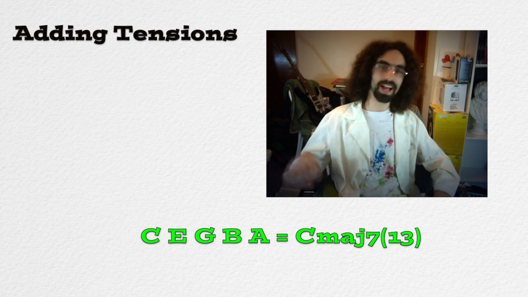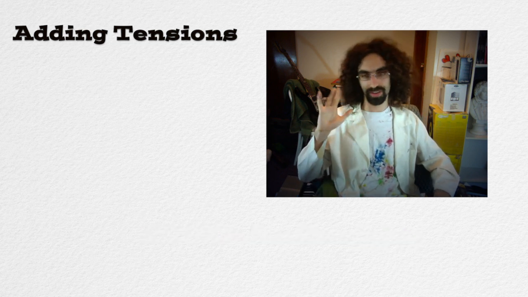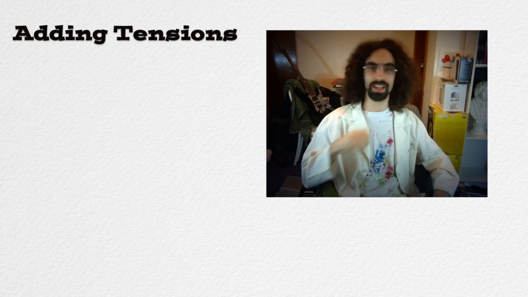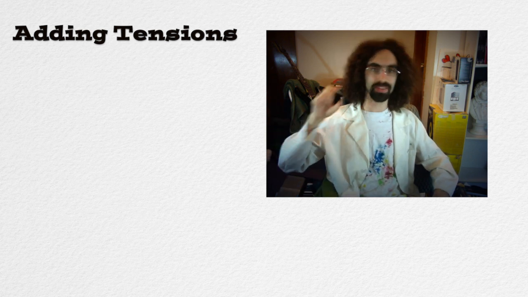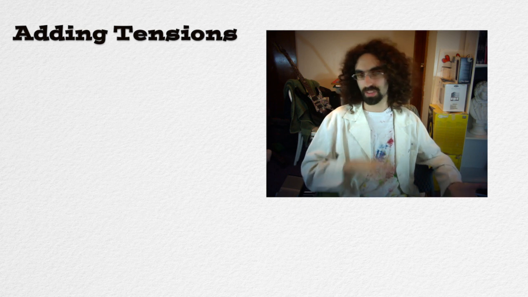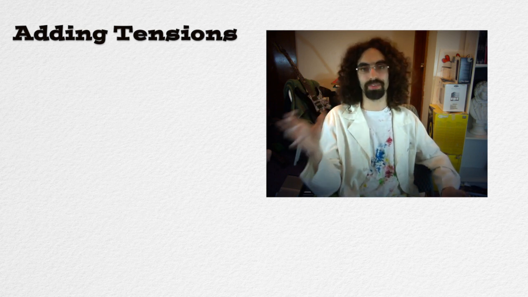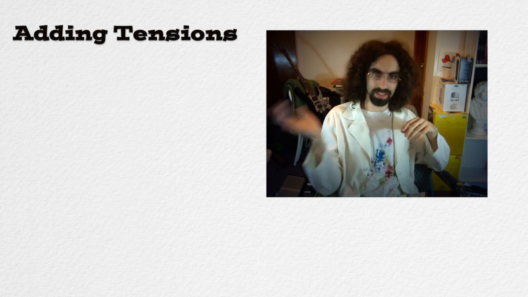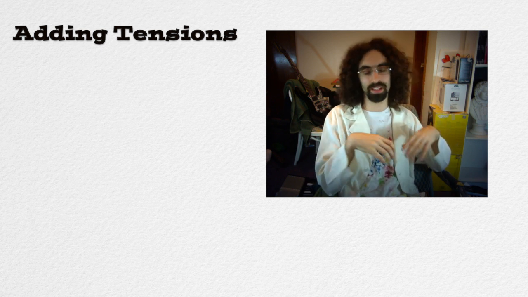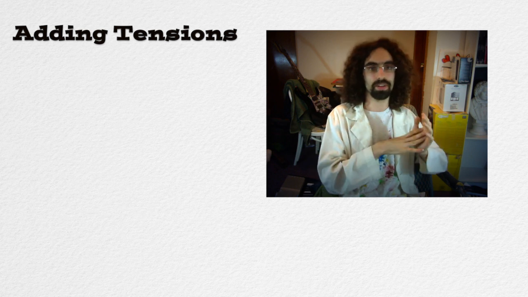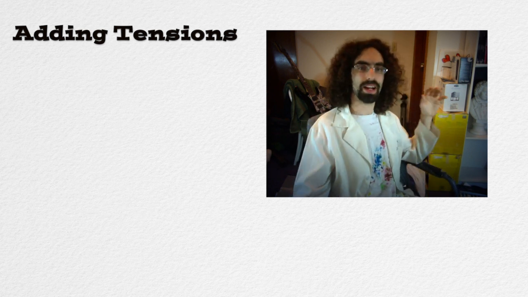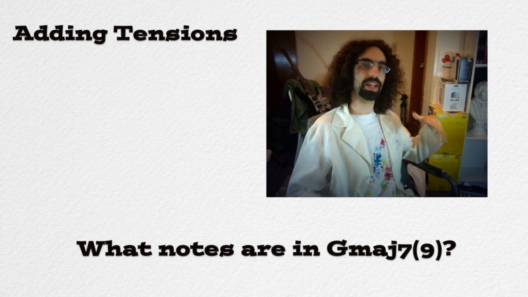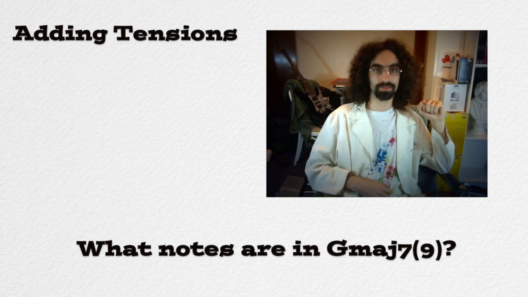So if you add the 2, the 4, or the 6, then you're making it either a 9, or an 11, or a 13 chord, and that number comes after the regular 7th chord description. So if you called it C major 7, you added the 9, it's C major 7/9. Add the 11, C major 7/11, and so on. So with that knowledge, what notes are in a G major 7/9 chord?